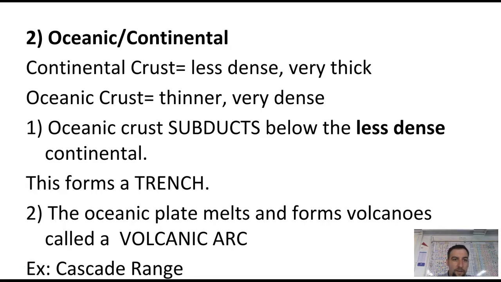Oceanic-continental: continental crust is still less dense, very thick. Oceanic is thinner, very dense, so a lot less buoyant. The more dense something is, the less buoyant it is, so it's going to sit lower in that asthenosphere, and it's going to be the one that subducts below the continental crust. And this is going to form a trench. Again, when we see that crust subducting into the mantle, we could have what's called a volcanic arc being created.